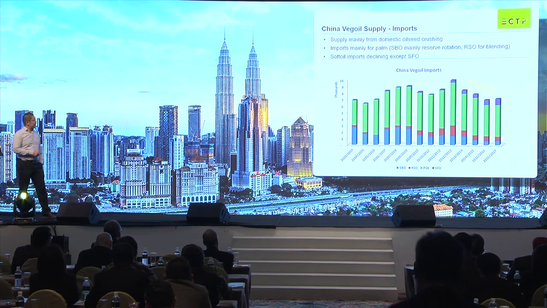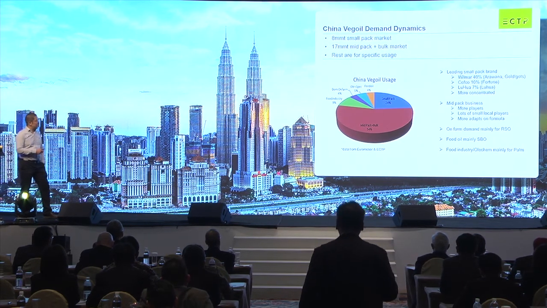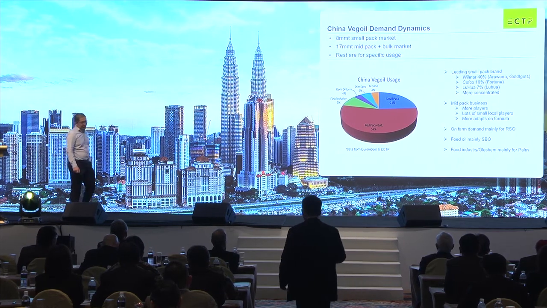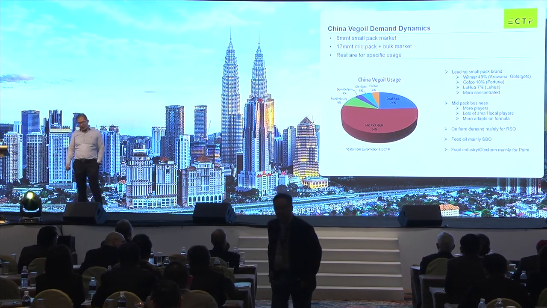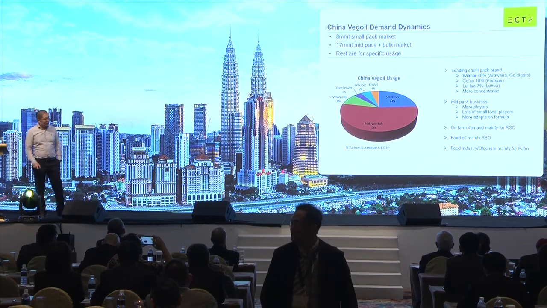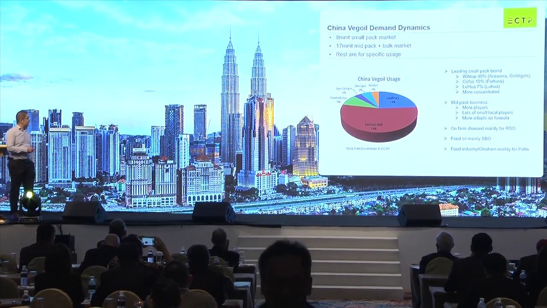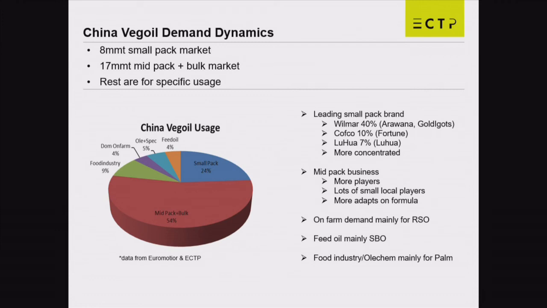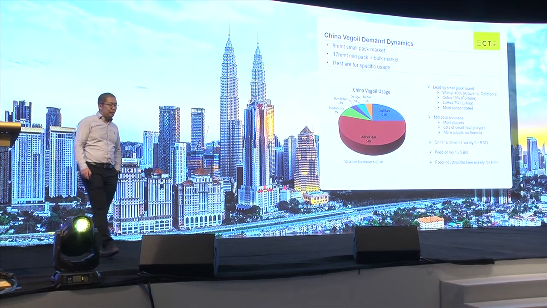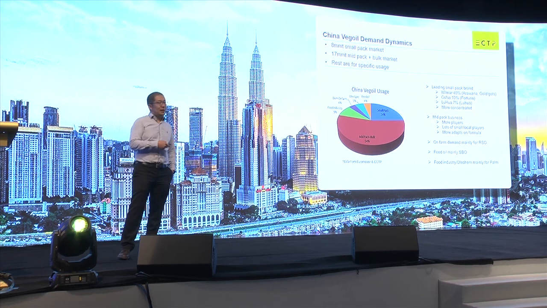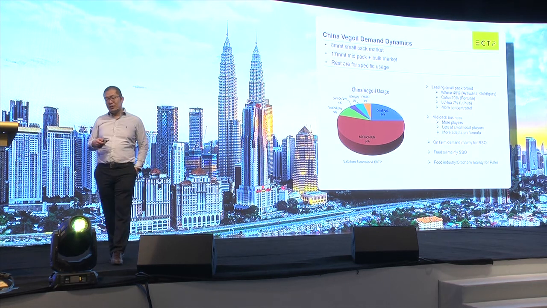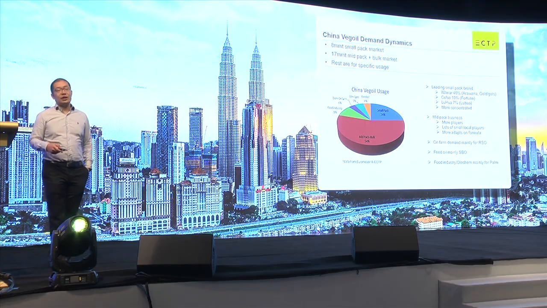I would skip a few slides and I will come back to this later. I want to first wrap up the demand sector. In terms of demand dynamics, as you can see in the pie chart here, the mid-pack to bulk business takes more than half of the overall China vegetable oil demand. In marketing channels, bulk is actually smaller than mid pack, but there are different definitions of mid pack right now because it's still under development.